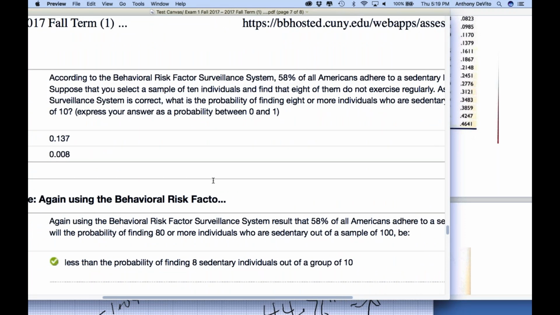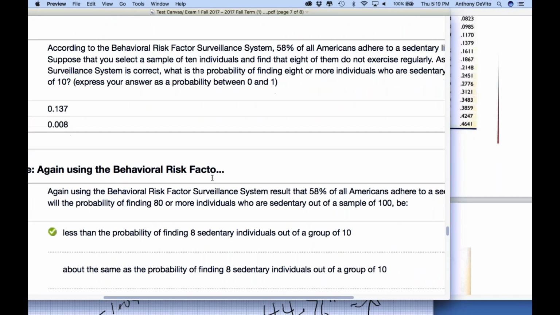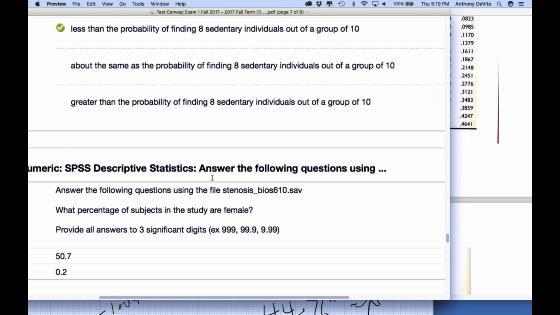Okay, here's another binomial distribution problem, right? Okay, let's take a look at this one. How are we doing on time? We're good.